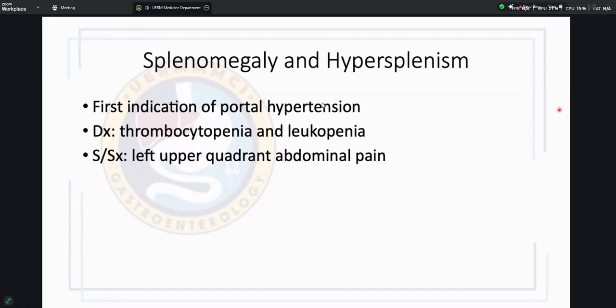So this is functional. Clinical features include the presence of an enlarged spleen on physical examination and the development of thrombocytopenia and leukopenia in patients who have cirrhosis. Some patients will have significant left-sided or left upper quadrant abdominal pain related to an enlarged spleen, but most will have no symptoms at all.